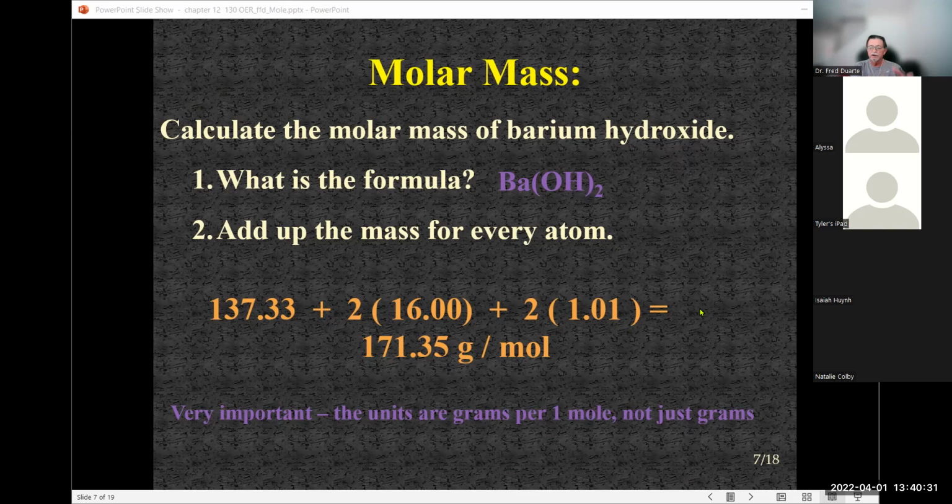If you were in the lab and for whatever reason you weigh out 171.35 grams of barium hydroxide, you have 1 mole. 1 mole represents 6.02 times 10 to the 23rd atoms or molecules of barium hydroxide. Here's the other thing that we're going to talk about, and I'm going to introduce you.